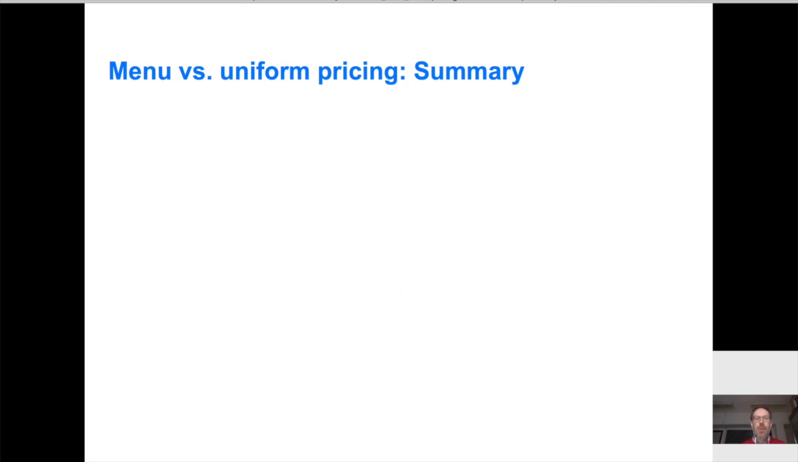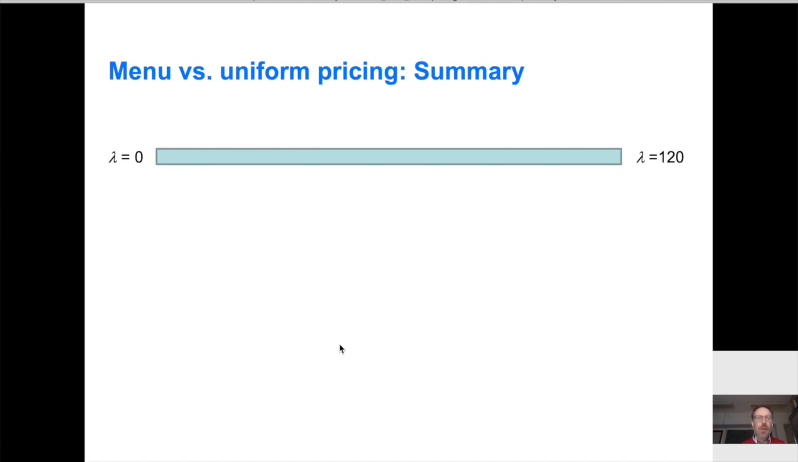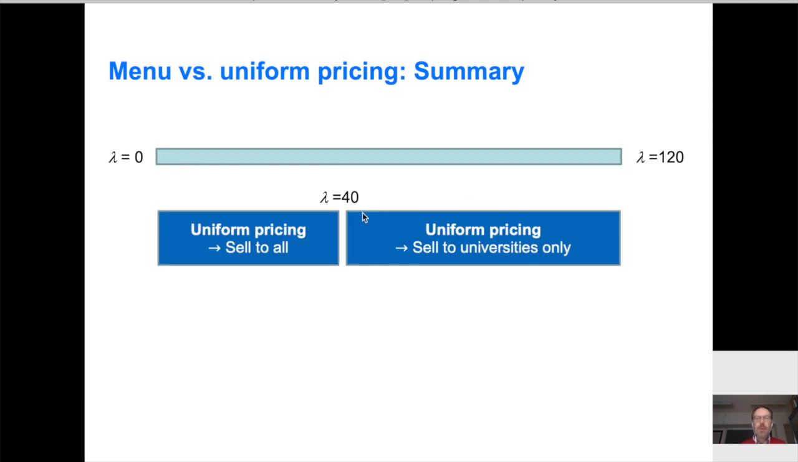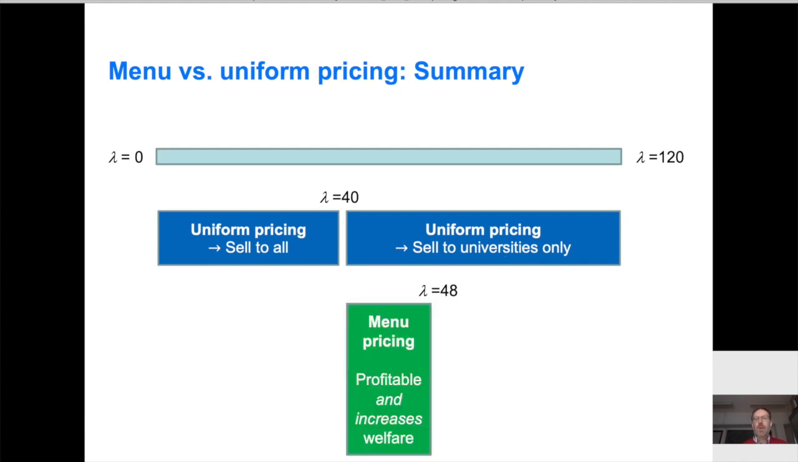Okay, so let us summarize the results we have seen. The question was, when is menu pricing profitable for the firm, and when is menu pricing profitable, or I should say welfare increasing? Our measure here is the number of universities. It goes from 0 to 100. If there is uniform pricing, we know that for lambda less than 40, the firm would sell to all consumers, so universities and businesses alike. But if there are at least 40 universities, it's more profitable for the firm under uniform pricing to sell to universities only.